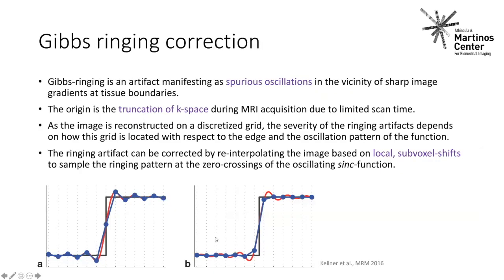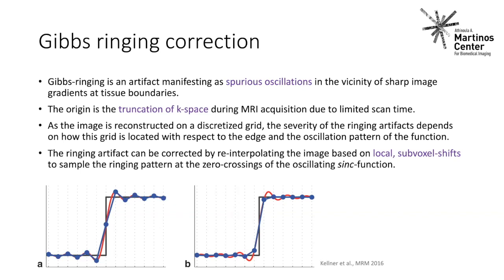And then is the Gibbs ring correction. So Gibbs ring is an artifact manifested as spurious oscillations in the vicinity of sharp image gradients at tissue boundaries, like the boundaries between CSF and gray or white matter. And the origin is the truncation of k-space during MR acquisition due to limited scan time. So we can only scan the k-space data within the k max. So this truncation at the k max leads to this ring artifact.